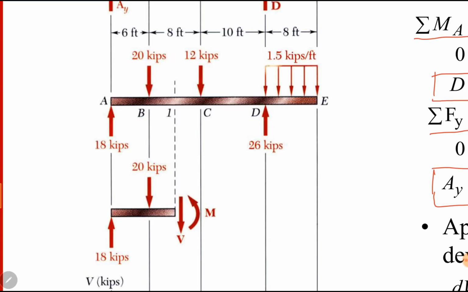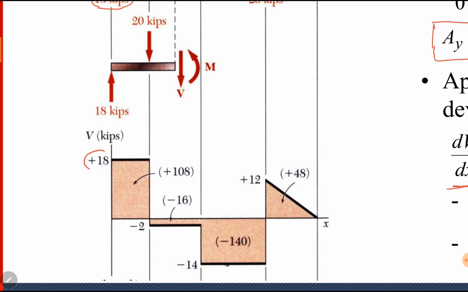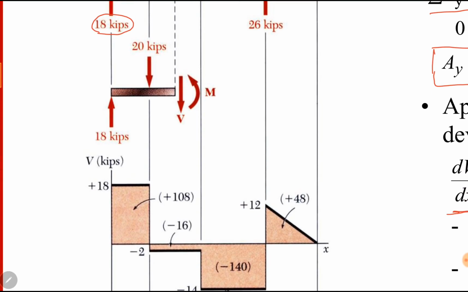At point A, there is positive 18 kilopounds shear force. At the starting point, shear force will be equal to the concentrated load at that point. If it is upward, it will be positive. If it is downward, it will be negative. If there is no concentrated force at the starting point, there will be 0 shear force. So at point A, we have positive 18 kilopounds shear force. Then there is no distributed load between A and B. So shear force will remain constant. This horizontal line is constant shear force.